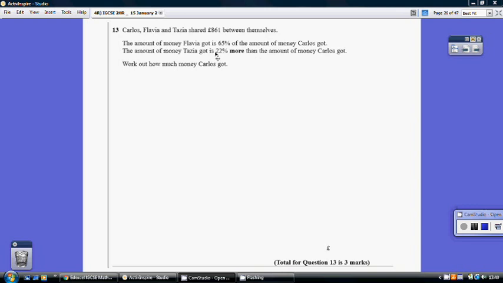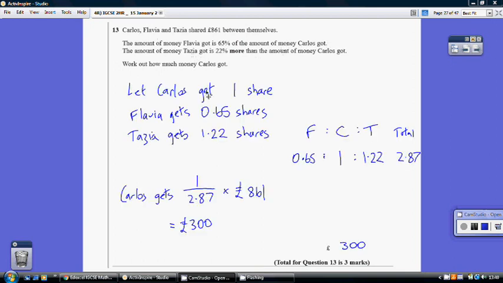Question 13. So both Flavia and Tazia's amounts are being compared to Carlos. So let's just go and say that Carlos gets one lot of money, one share of money. Now Flavia gets 65% of this. So 65% of 1 is 0.65. So let's say Flavia gets 0.65 shares. Now Tazia gets 22% more than Carlos. So that's going to be 1.22 shares.